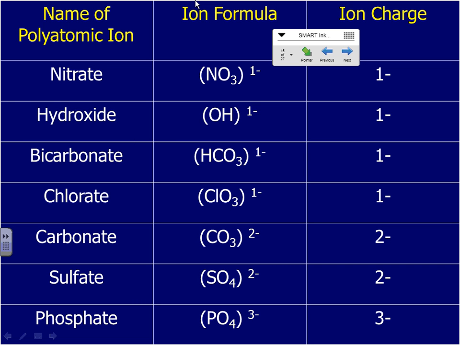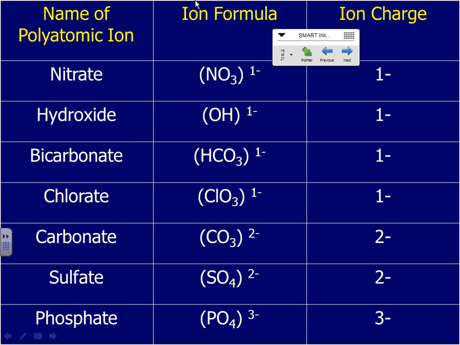All right? With a regular grade 10 class, I'd say, here they are, now let's try naming with them. But let me just talk a little bit about what a polyatomic ion is and how it works. Again, not needed for this course, but it's good information.